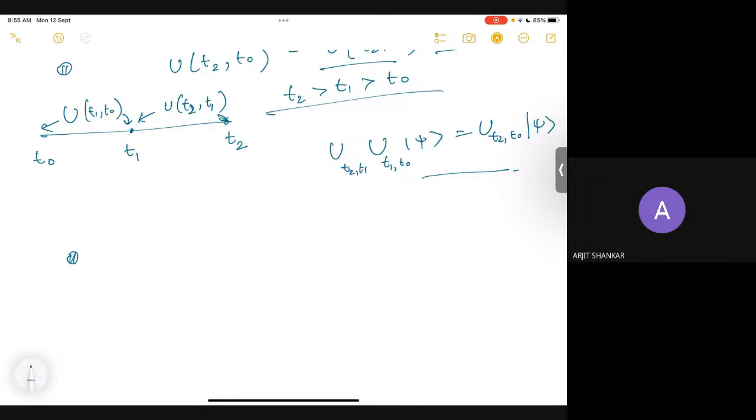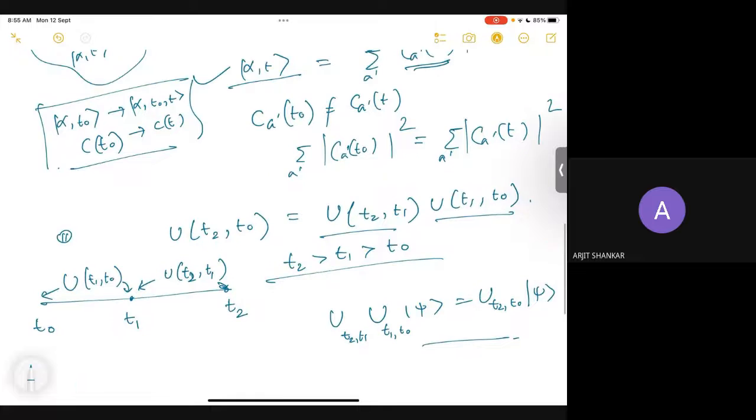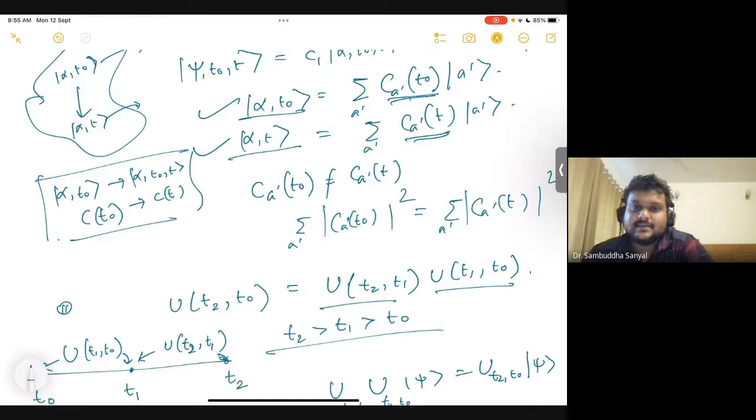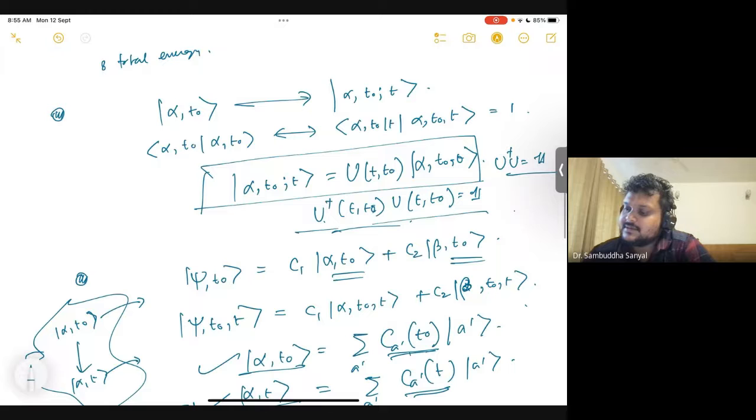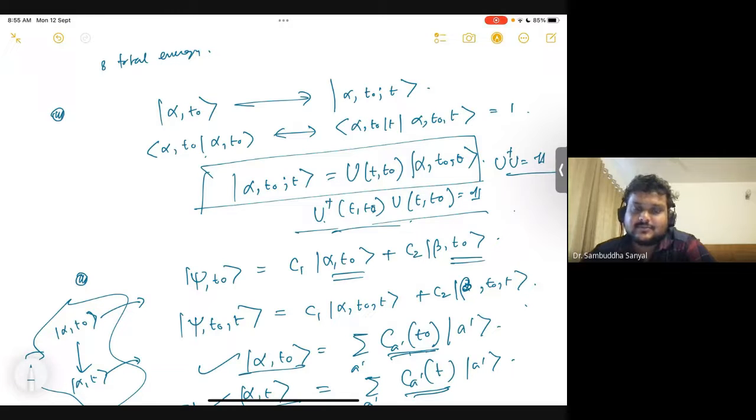Sir, how did we write there the summation over |c_a'(t0)|^2 equal to the summation of...? Yeah, summation, because both of them are probability amplitudes. Their amplitude sum squared must be equal to 1. Right? That is all I wrote. And that is coming from the fact that this is a unitary transformation. If it is a unitary transformation, then this has to be true.